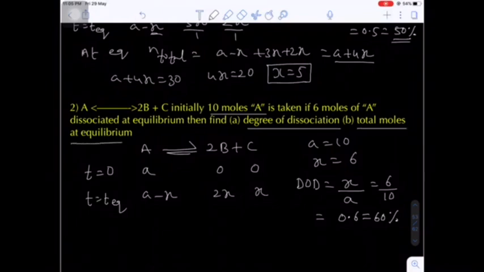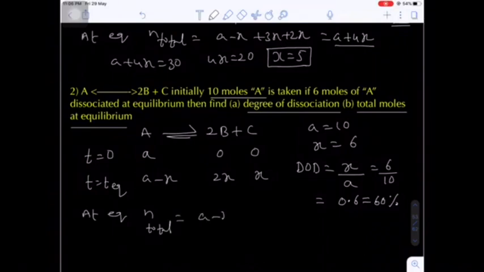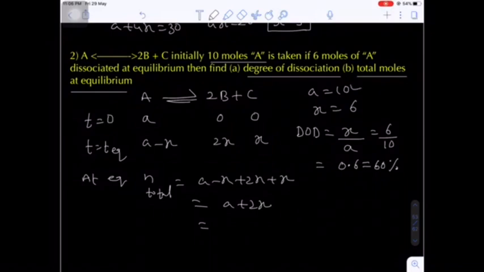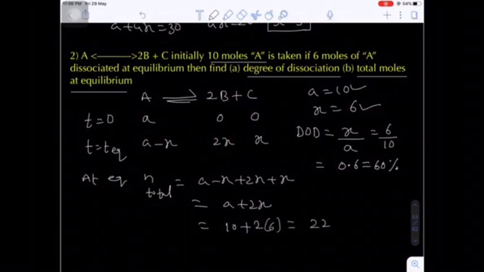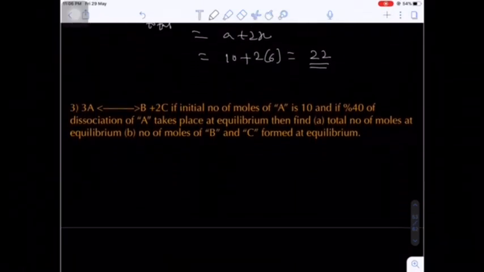Now there is one more question, total number of moles at equilibrium. So what is the total number of moles at equilibrium? At equilibrium, total number of moles is equal to A minus x plus 2x plus x. So this is A plus 2 into x. What is the A value here? 10 plus what is the x value here? 6. 2 into 6, that is 12. 12 plus 10, 22. This is the total number of moles at equilibrium. Are you getting my point?